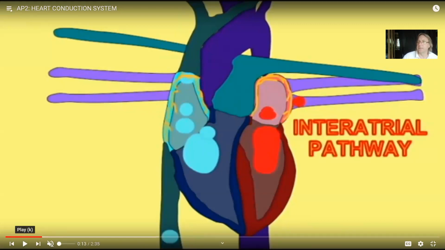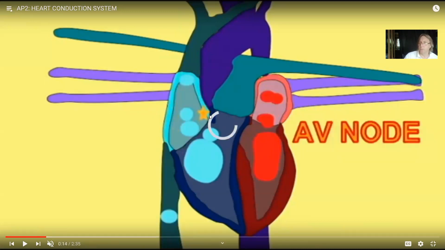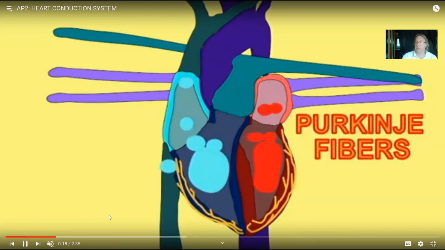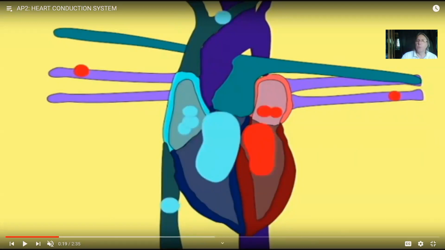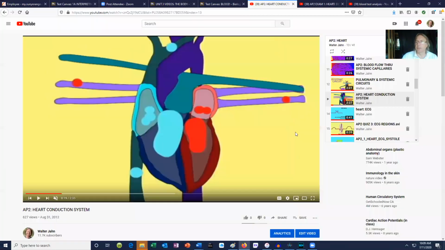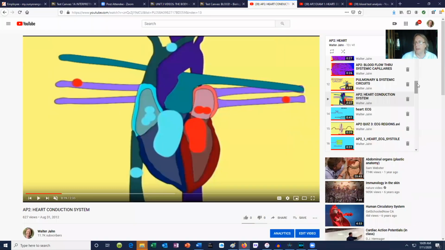From the SA node, the message gets to the atrium, but it then pauses here at the AV node. And that's important because in the cardiac cycle, the atria have already been told that there is a new cardiac cycle. The atria will contract first, then the ventricles. The atria, then the ventricles. The AV node will then pass the message to an AV bundle, to right and left bundle branches, and to these Purkinje fibers. And so this is what's known as the intrinsic conduction system of the heart.